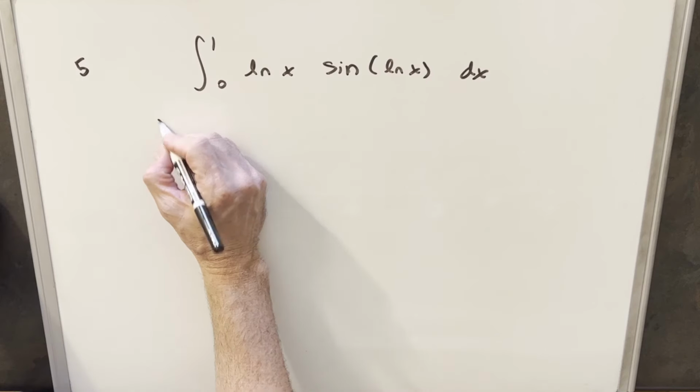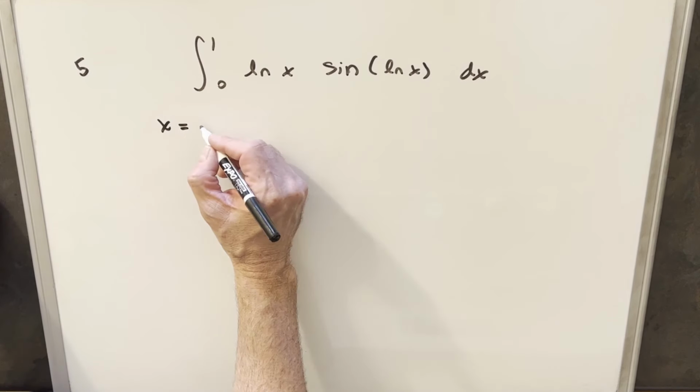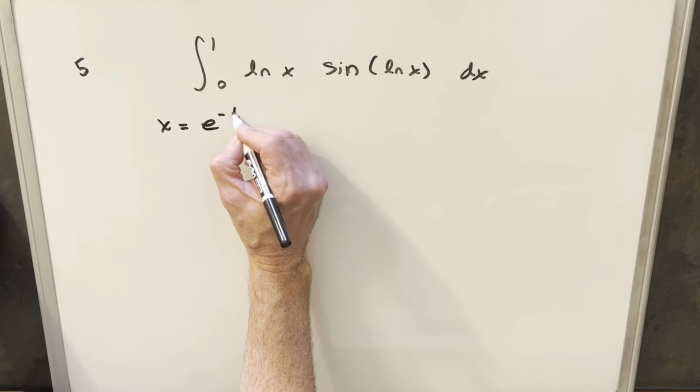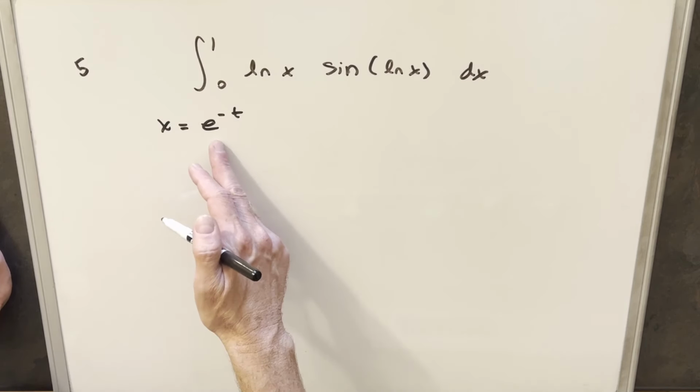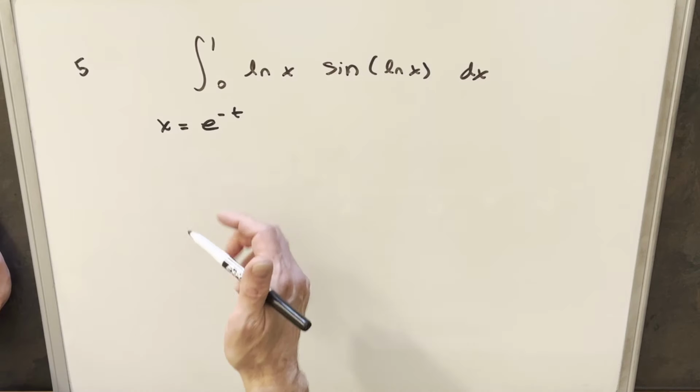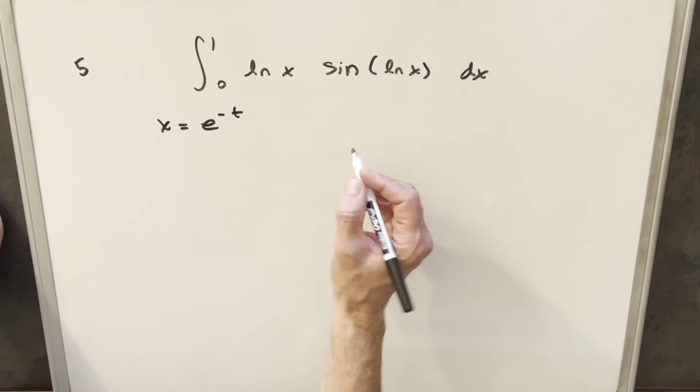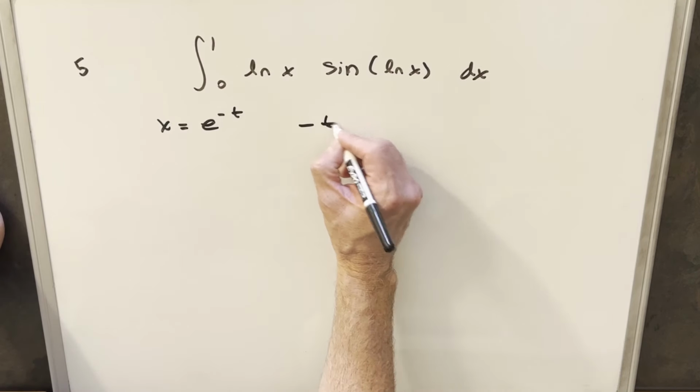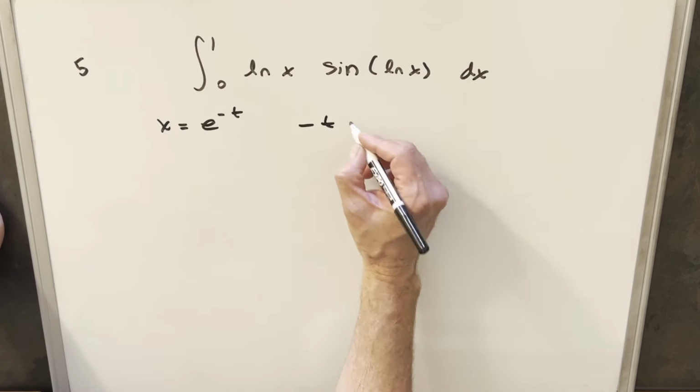It's just a slightly different substitution than what we did originally. I'm going to make my substitution x equals e to the minus t, whereas the first time I think my substitution was just e to the u. Taking natural log on both sides, we can write this as minus t equals natural log of x, or t equals minus natural log of x. Then I'll take my derivative to get our dx value. So dx is just going to be minus e to the minus t dt.